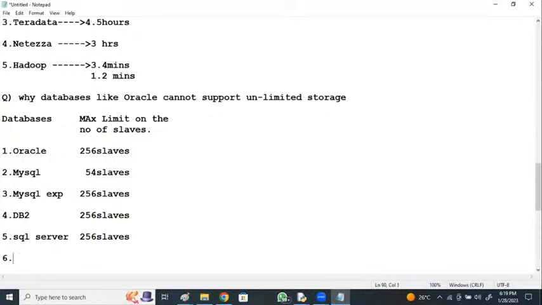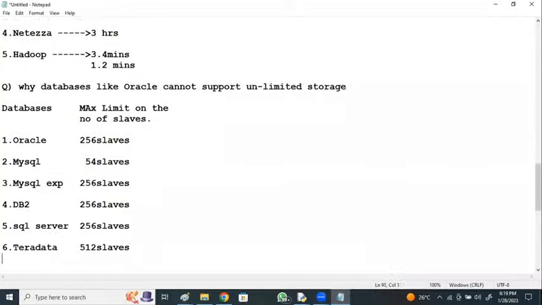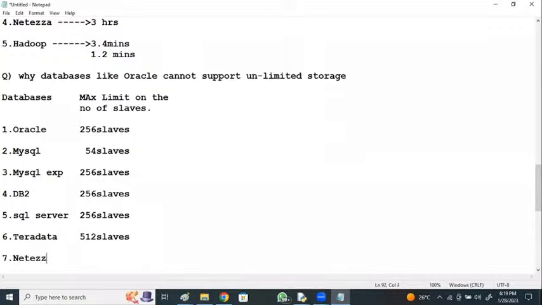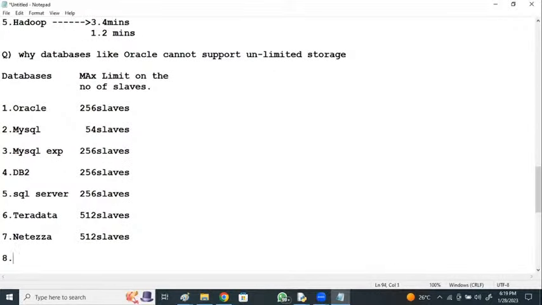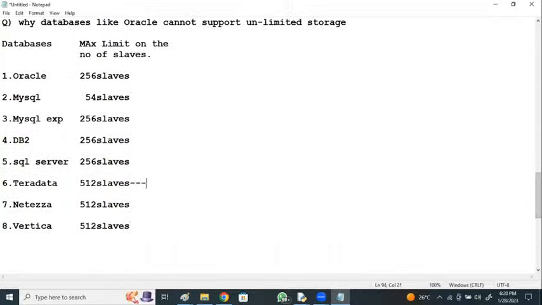But we have some specialized databases like Teradata, which can support nearly 512 slave systems for storing its data. Netezza can also support 512 slaves. Vertica can also support nearly 512 slaves for storing its data. But Teradata and Netezza now support nearly 1024 systems or slaves to store data. Still, I cannot say unlimited storage is possible. Once they get filled, they cannot support data further.